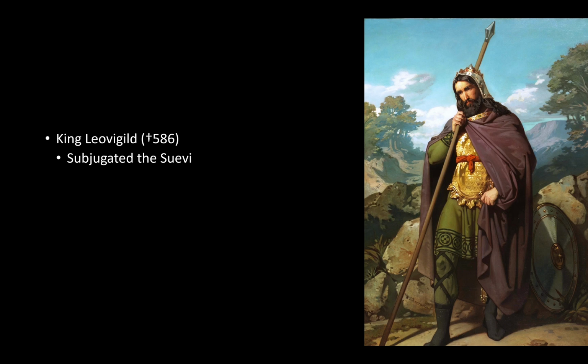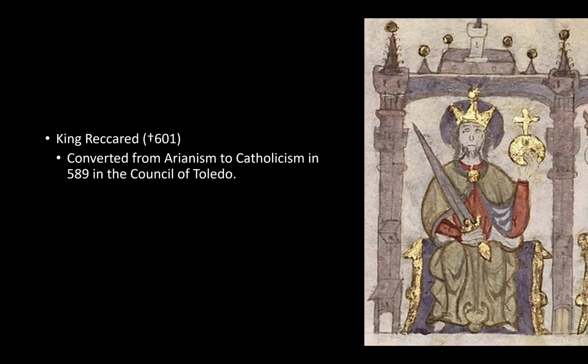This is King Leovigild. He died in 586, and he was the one who defeated the Suebi once and for all, because the Suebi were hard to handle. Then we also have King Recared. He died in the year 601. He converted from Arianism, a Christian belief that the Visigoths followed.